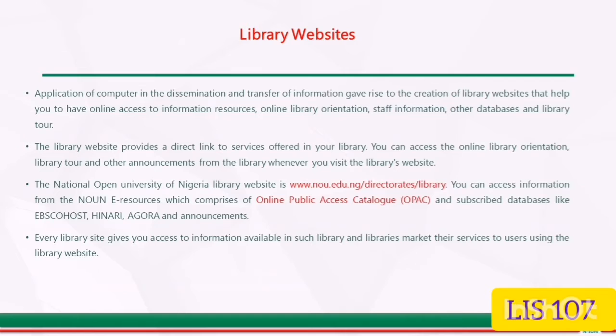We also have our library website. A lot of libraries today have library websites. National Open University of Nigeria also has a library website where you can access information like our electronic resources, where we have our OPAC, and the subscribed databases. Every library site will give you access to information available in the library.